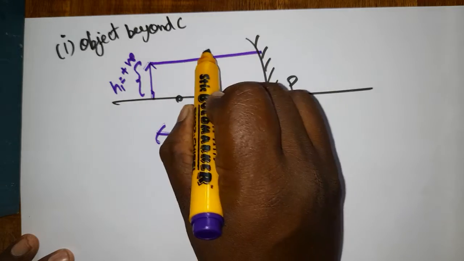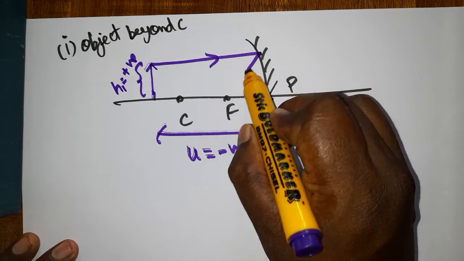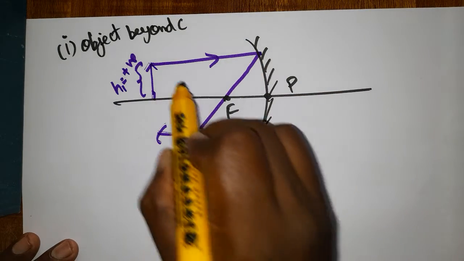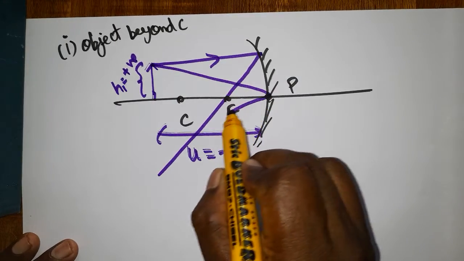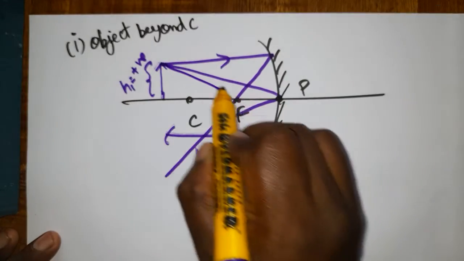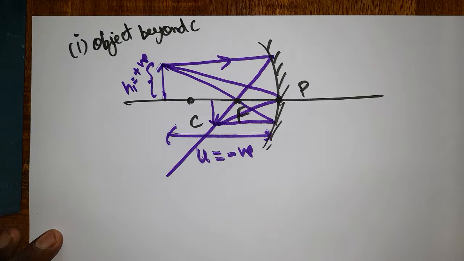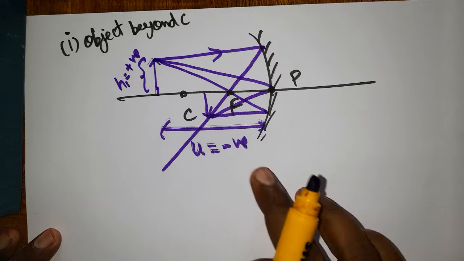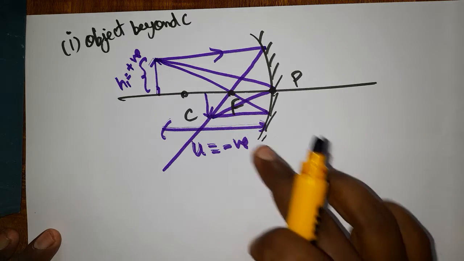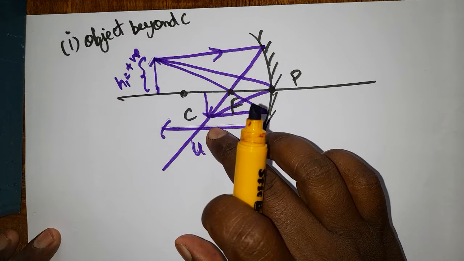The parallel ray, the ray which is parallel to the principal axis, after reflection will go through the focus. The ray which is incident at the pole will be reflected at the same angle. The ray which is going through the focus will become parallel. The final image is formed here. It will be an inverted and real image.